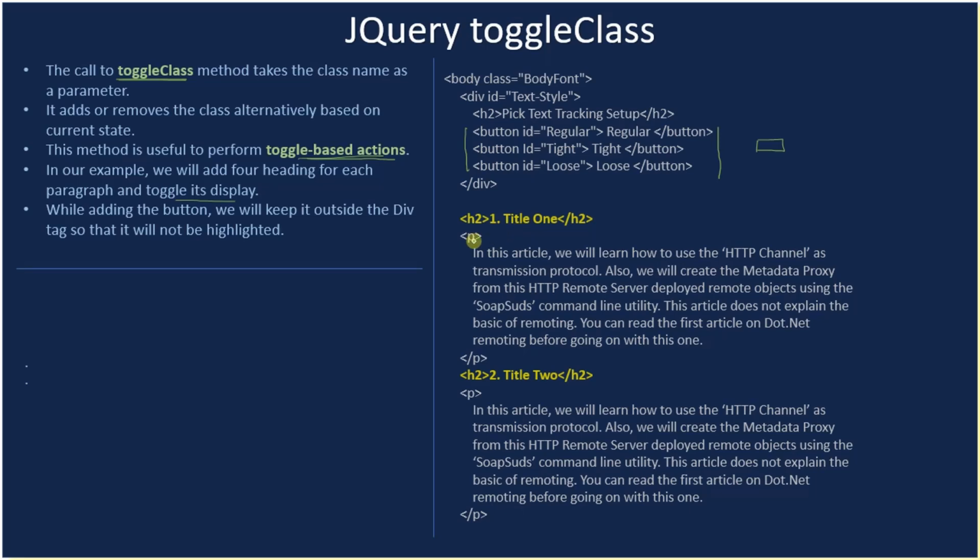Our first change is adding the heading tags. If you see here, H2, title 1, title 2, like that, we are adding multiple H2 elements before the paragraph tag. So that's the change we will make in the HTML file. Then we will add a button, identified by title flip, and we name the button show or hide title. So when you click this button, it will alternate the display of these heading tags.